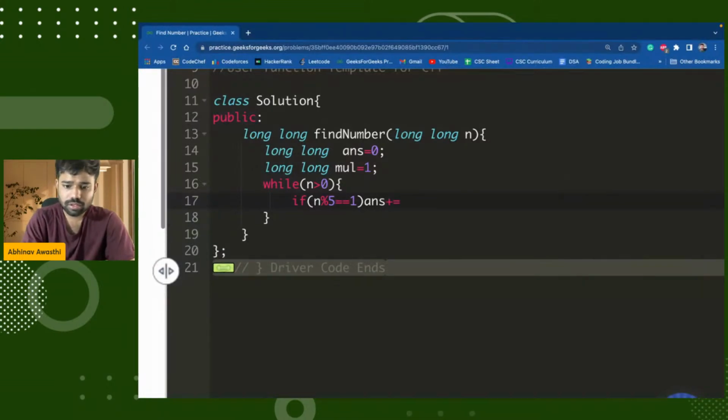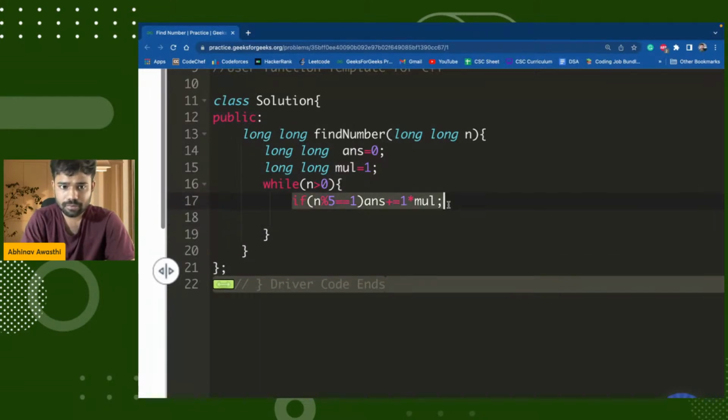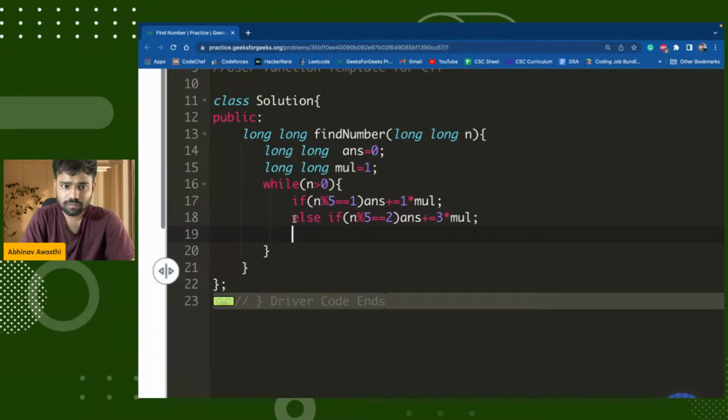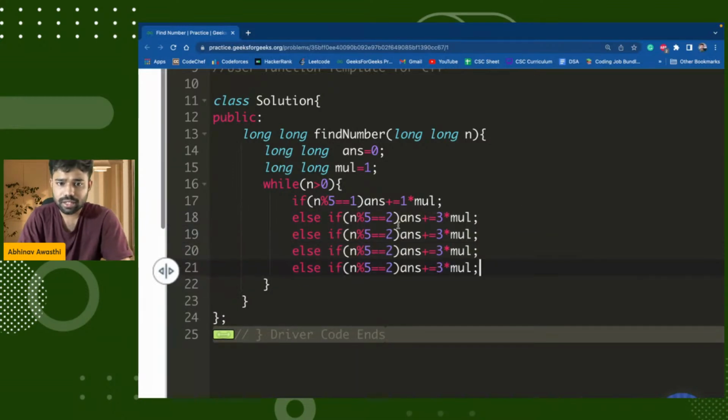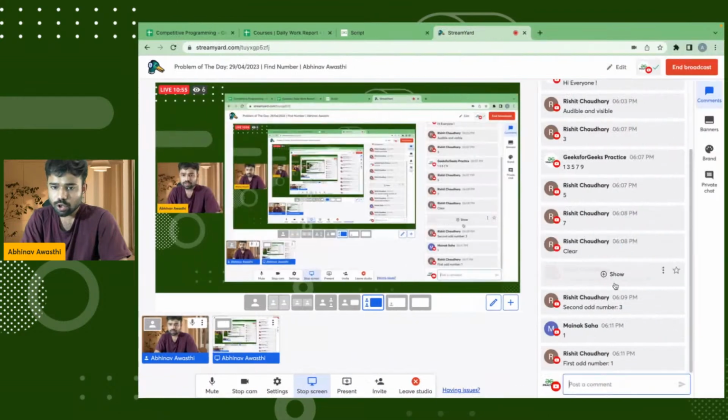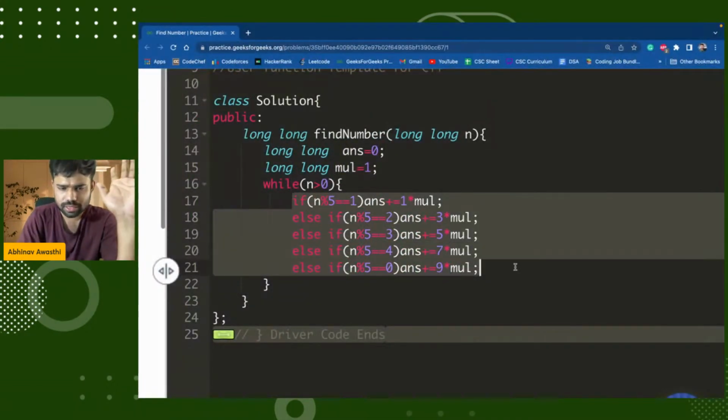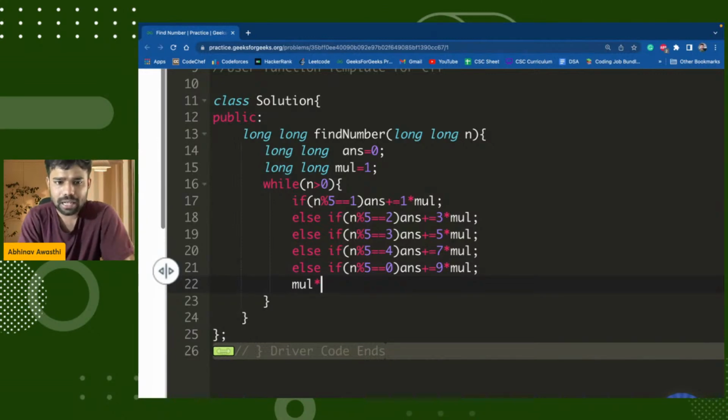One. If it is 2, it is 3. If it is 3, it is 5. If it is 4, it is 7. If it is 0, it is 9. I will tell you how I am doing this. And every time I multiply, I will multiply it by 10.